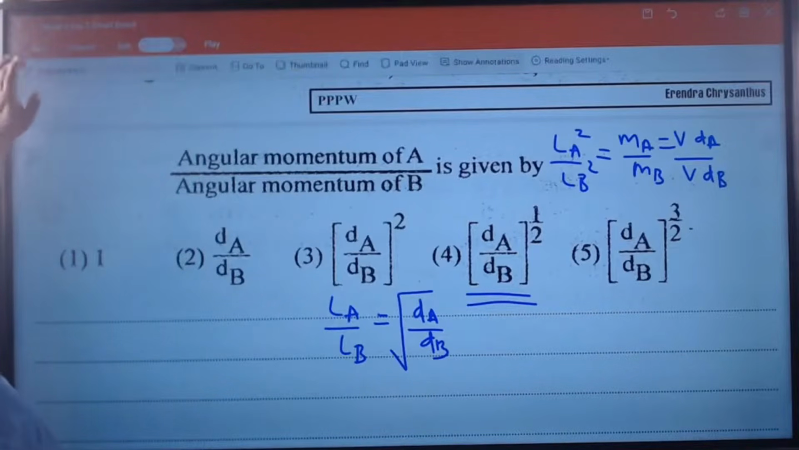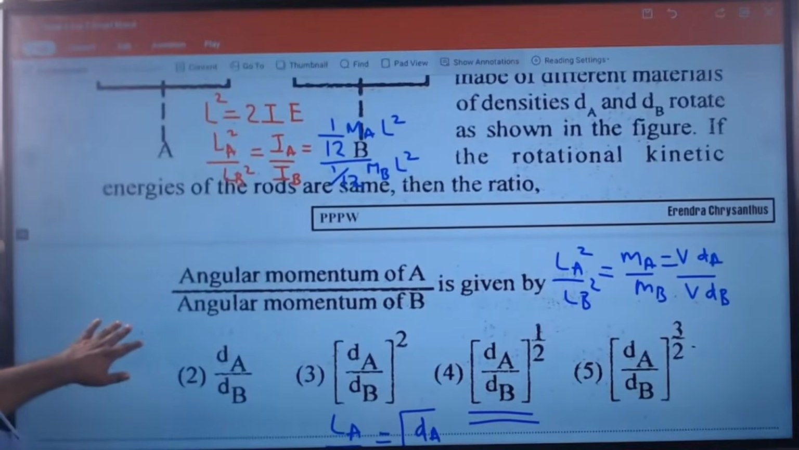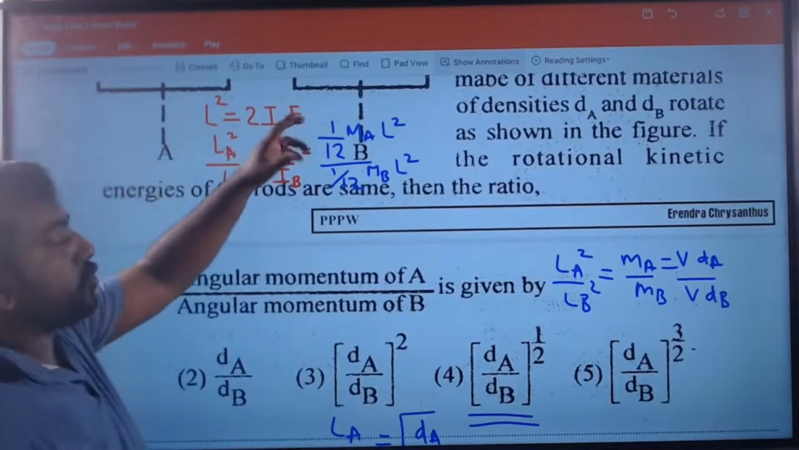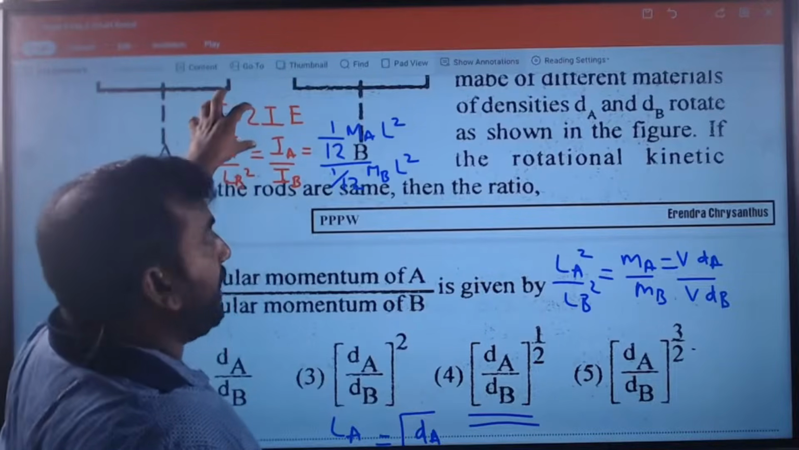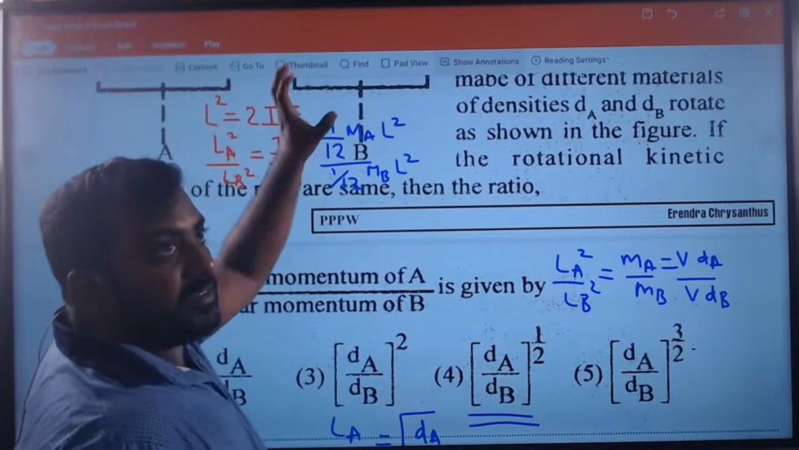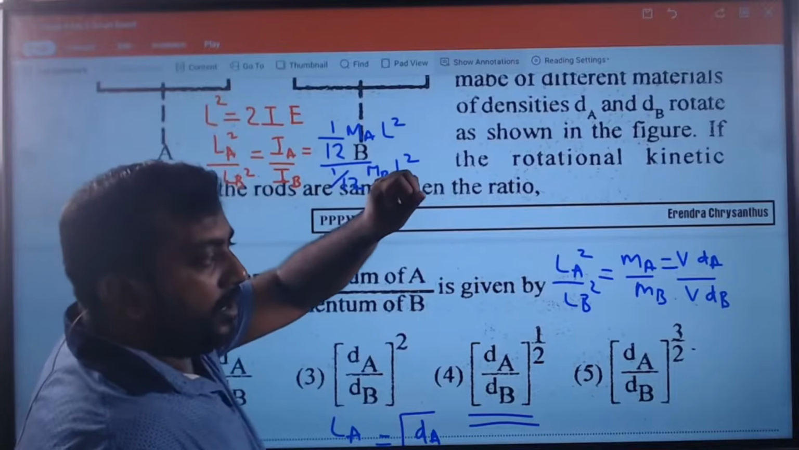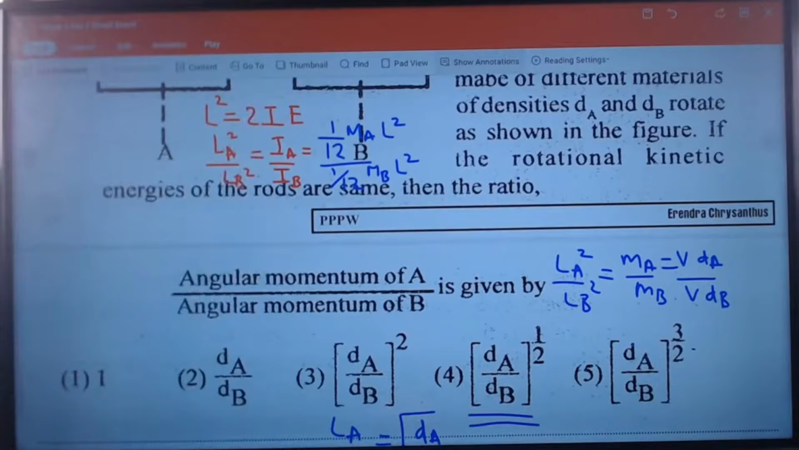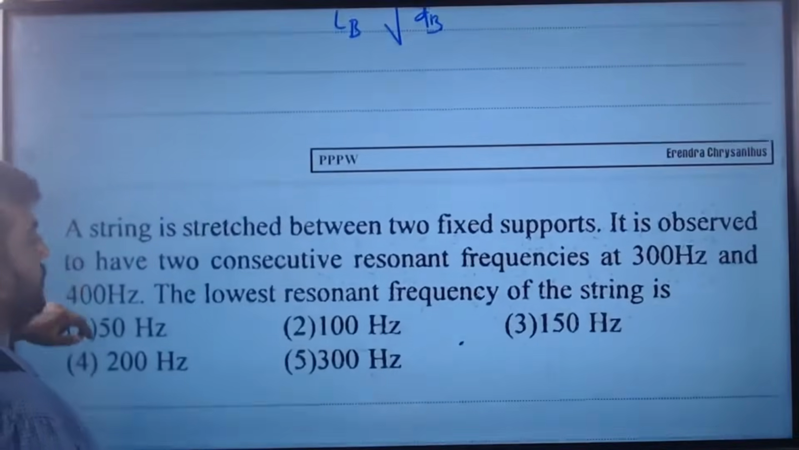So you can easily say here, angular momentum squared is 2IE, just like P squared equals 2mE. For P we have angular momentum, 2 is there. For mass we have moment of inertia. For translational kinetic energy we have rotational kinetic energy.